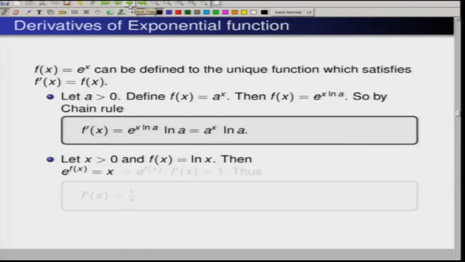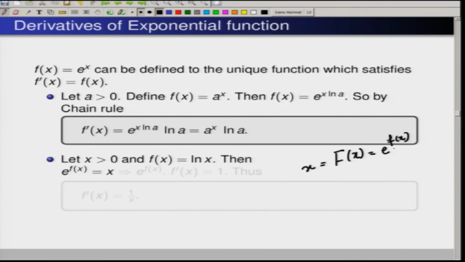Similarly, as an application of this chain rule, we can define for all positive real numbers the logarithm. Here I am taking the base to be e. So, you define f of x is equal to ln of x. Therefore, e to the power f of x is equal to x. So, let me define capital F of x, which is equal to e to the power f of x. That is going to give us x, because f of x is ln x.